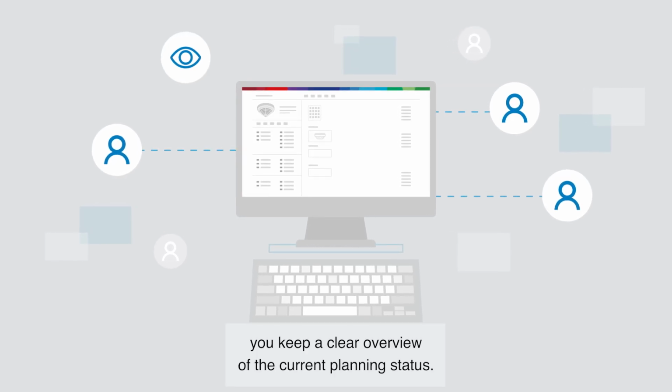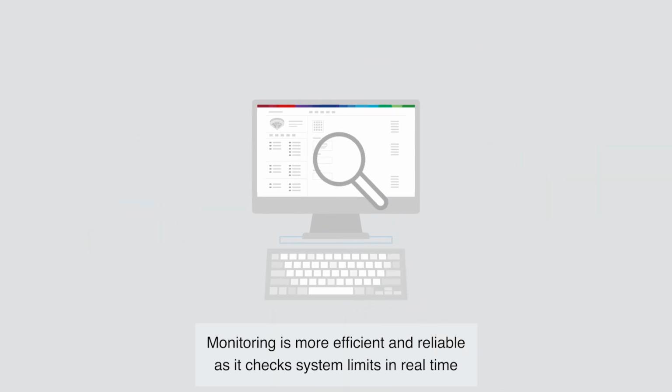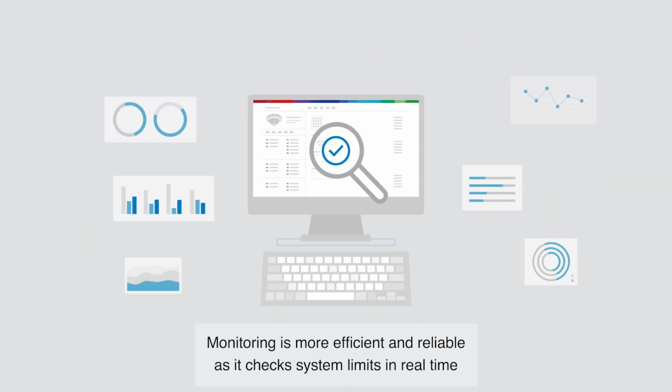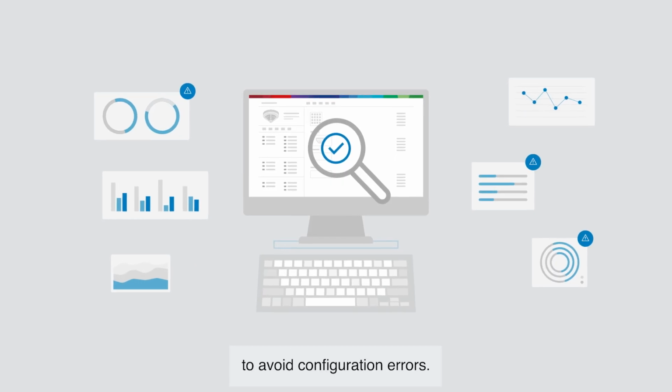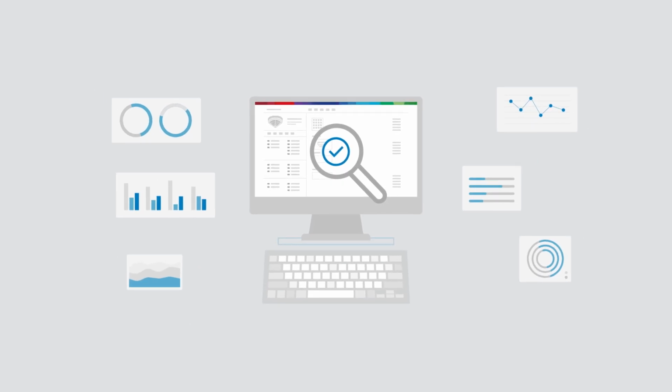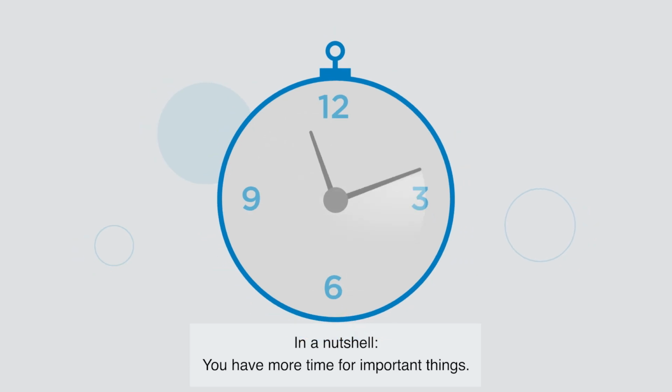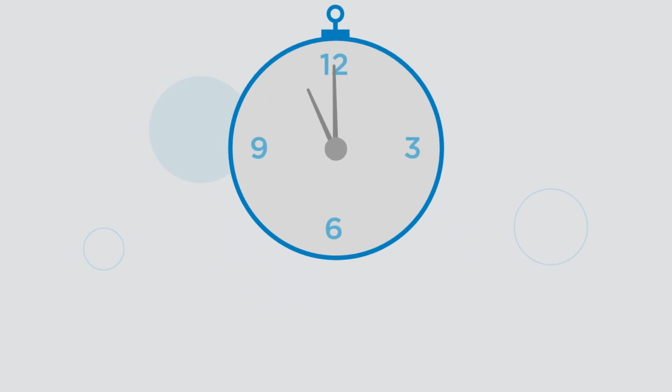You keep a clear overview of the current planning status. Monitoring is more efficient and reliable as it checks system limits in real time to avoid configuration errors. In a nutshell, you have more time for important things.